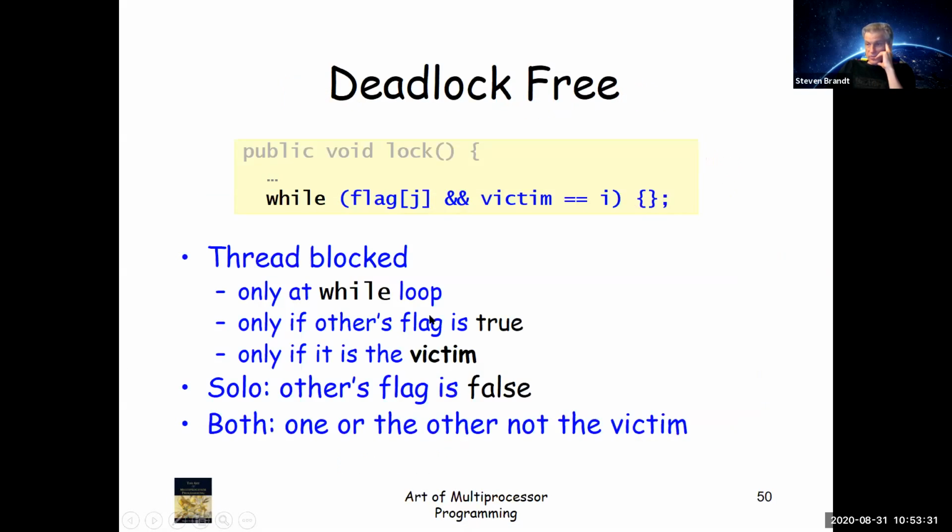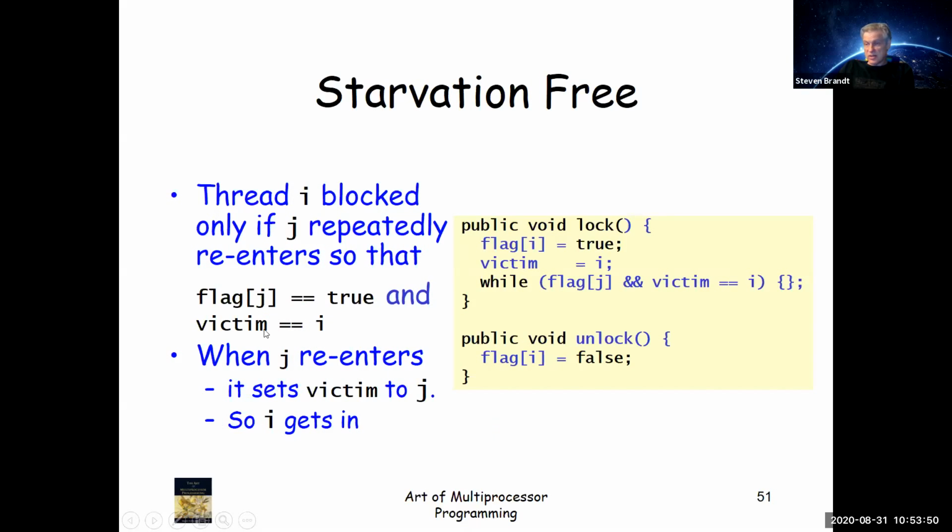So this is deadlock free. The thread is only blocked at the while loop, and only if the other's flag is true and only if we're the victim. Solo, the other flag is false. Both, one or the other is not the victim. So it's going to work. It's also starvation free. Thread I is blocked only if J repeatedly re-enters so that flag J is true and victim is equal to I. When J re-enters, it sets the victim to J, so I gets in.